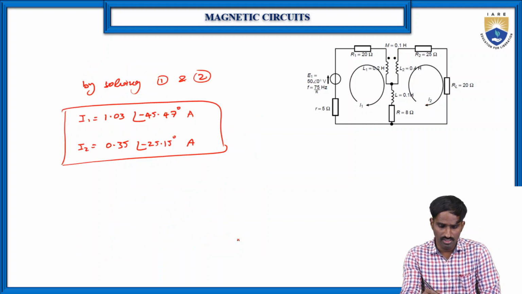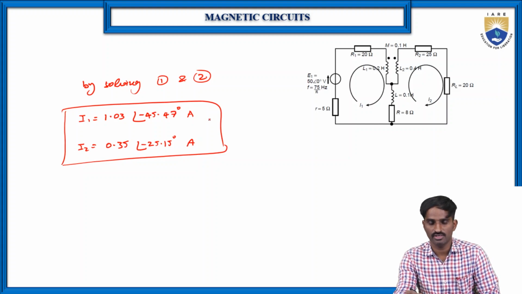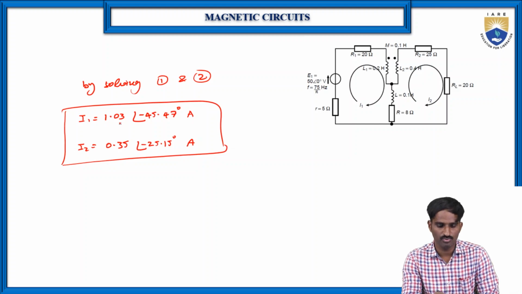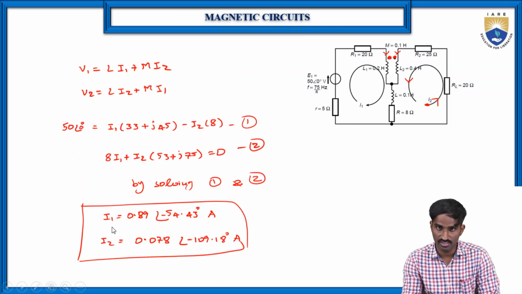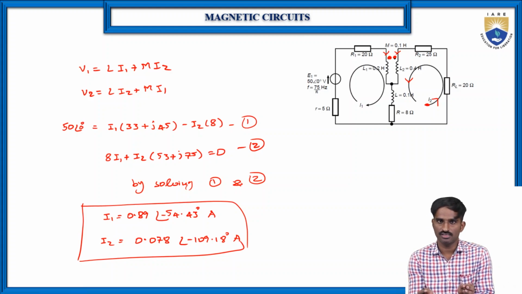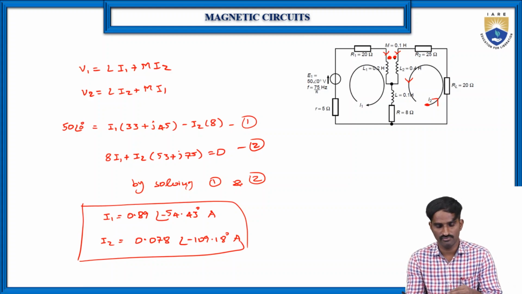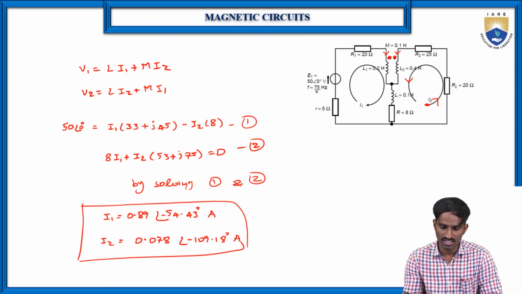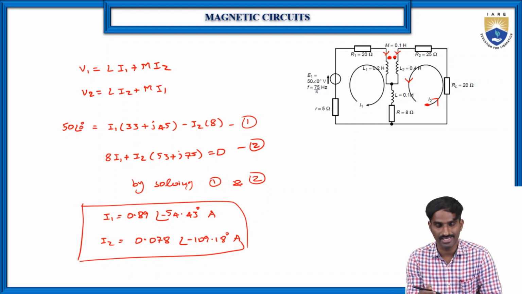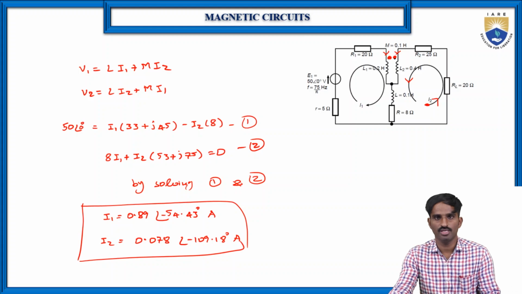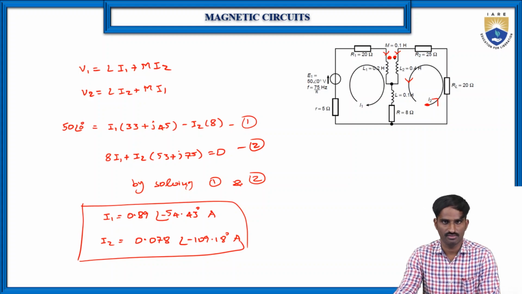As you can see here, in the first case, when the directions are considered as given in the problem, I1 is 1.03 at an angle of minus 45, but here I1 is 0.89. So based on the dot convention also the values will change. That's why when we are solving the problem, it is very important to concentrate on these signs. So these are the various numerical problems based on the dot convention principle.